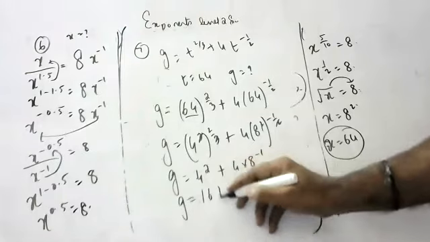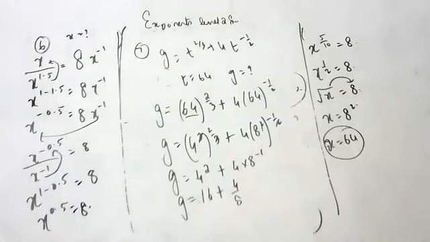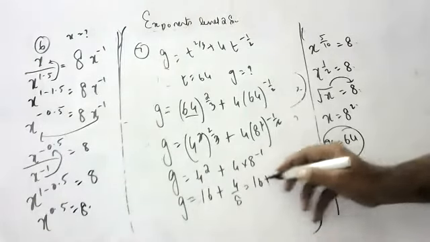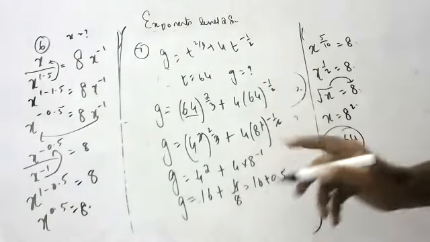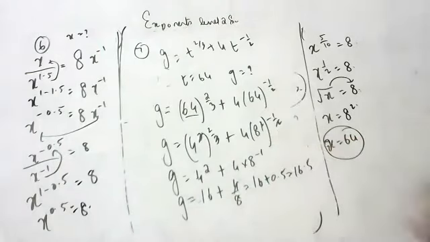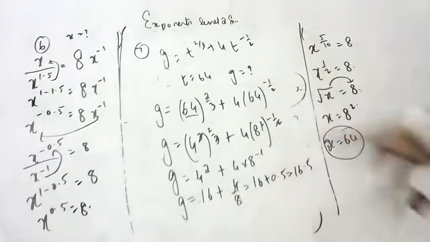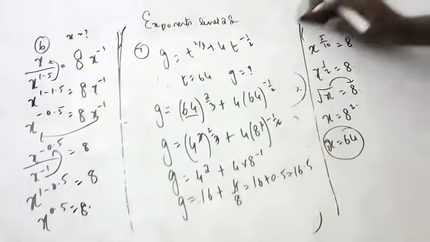4 square is 16 plus 4 by 8 we can write. 16 plus 4 by 8 means 1 by 2, 1 by 2 means 0.5, children. 16.5 is the answer. Very easy sum, children. Directly you can substitute, that's it, nothing else will be there.